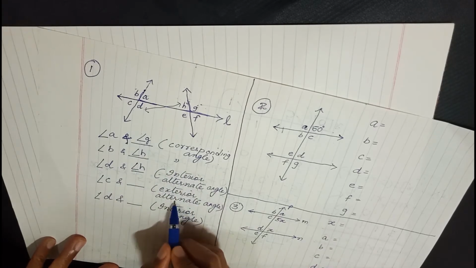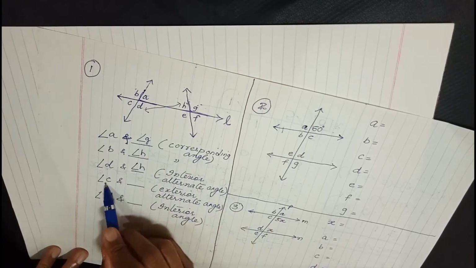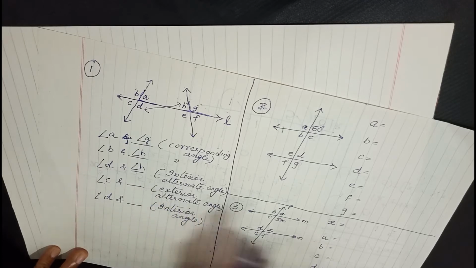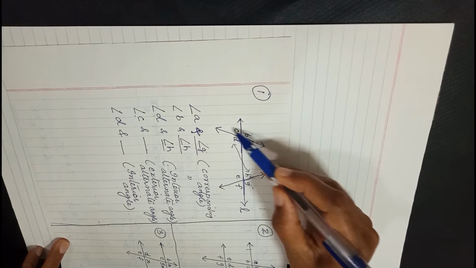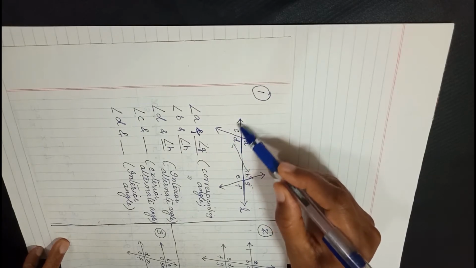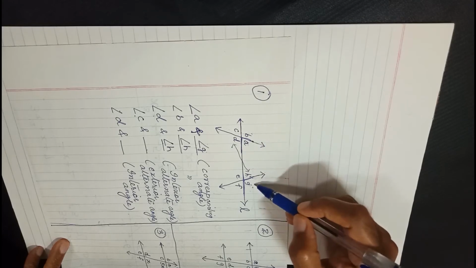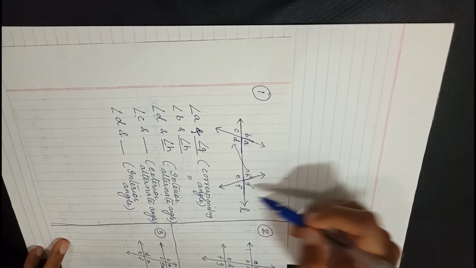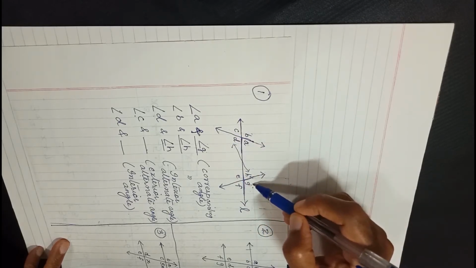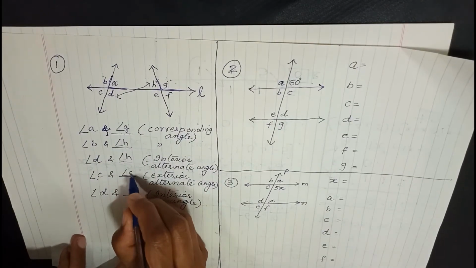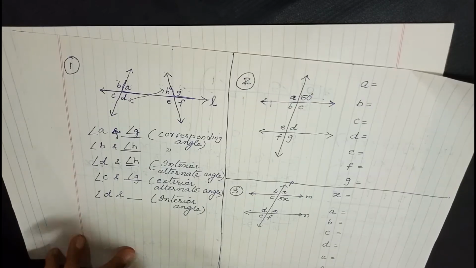Next, exterior alternate angle. Angle C, and which other angle will make an exterior alternate angle? Again, you can just go and see. Angle C is on the left hand side and exterior means outside the parallel line. So outside the parallel line this side. If C is this side, the angle on the right side is G. So we know angle C and angle G will make an exterior alternate angle.